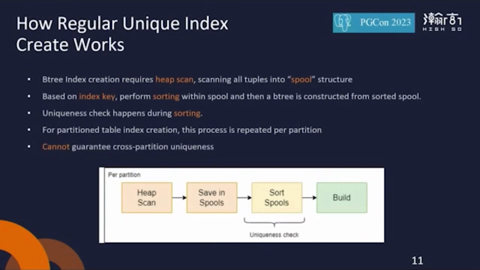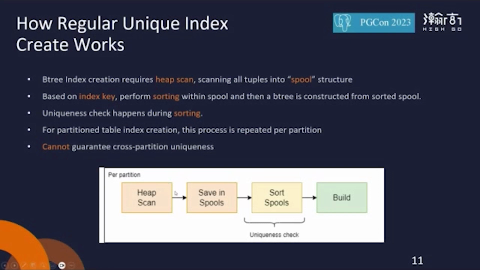Okay, so let's talk about how it works with create. When you create a unique index in a regular table, it requires a heap scan. It has to scan all the tuples into something called a spool structure. A spool structure you can understand as just a memory buffer where you put your tuples. And based on the index here, we want to perform some sorting. So you see the diagram here.